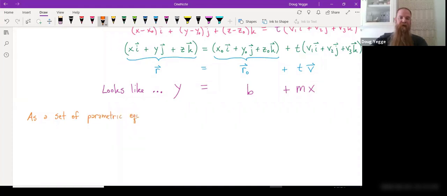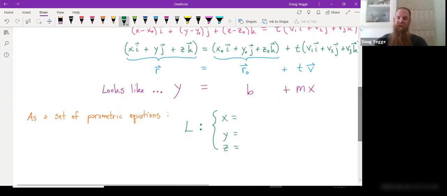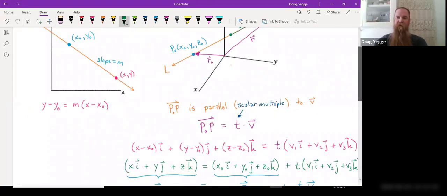And this is the more standard way to write a line. The way that we write that is L, and what we're going to do is determine how we can find x, y, and z separately. So let's go back to our picture and think about what we're actually referring to here.